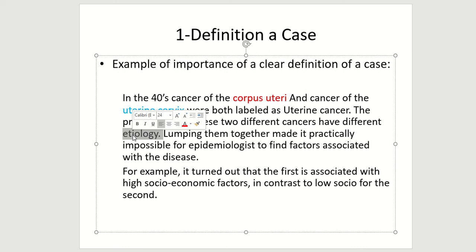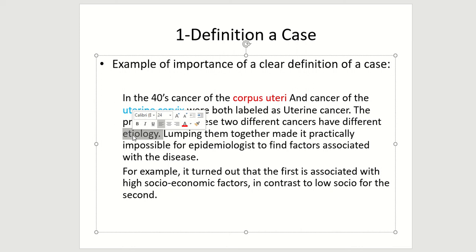Okay, that's the important thing when you have two diseases that have different etiology, different risk factors. Lumping them together made it practically impossible for epidemiologists, researchers, to find factors associated with the disease. Now they're putting oranges and apples together, and therefore, when you try to look for risk factors, one is washing the effect of the other. For example, it turned out that the first is associated with high socioeconomic factors in contrast to low socioeconomic status for the second one. So it was impossible to find risk factors.